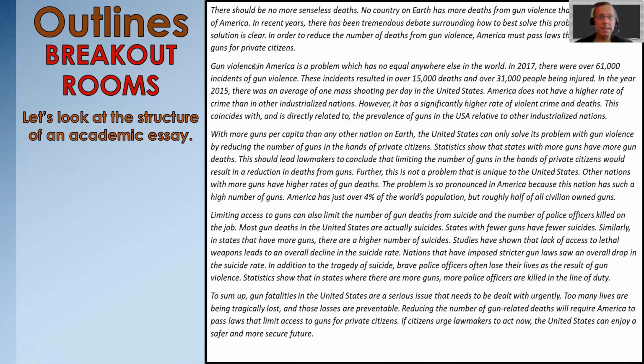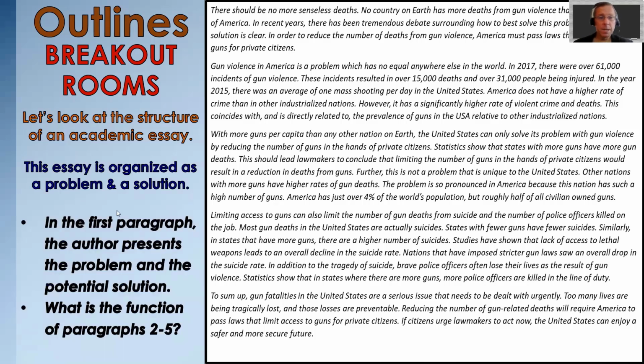for private citizens. It seems to me that this essay is clearly structured as a problem and a solution essay. So in the first paragraph, the author presents the problem and a potential solution. Now, what is the function of paragraphs 2 through 5? You can pause your video and go ahead and read through that essay, and then I will pick up with the answers.